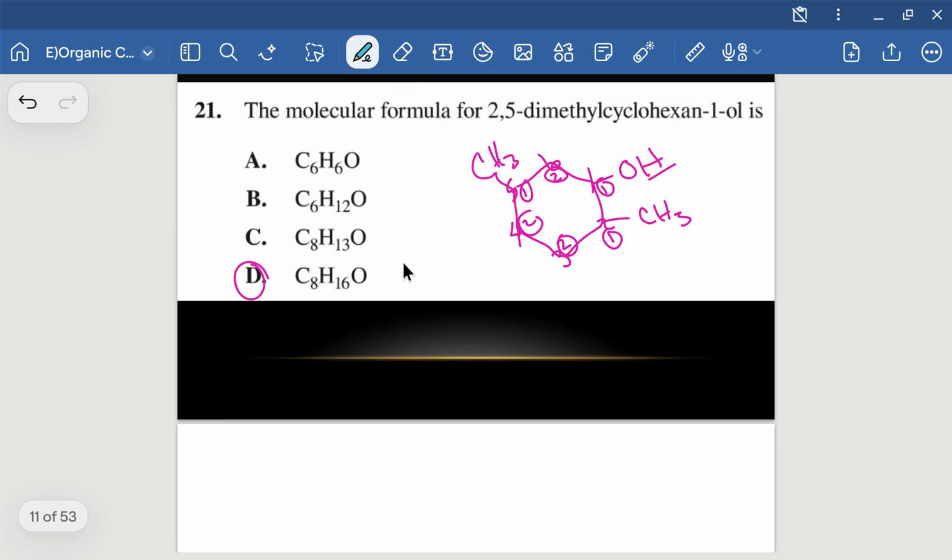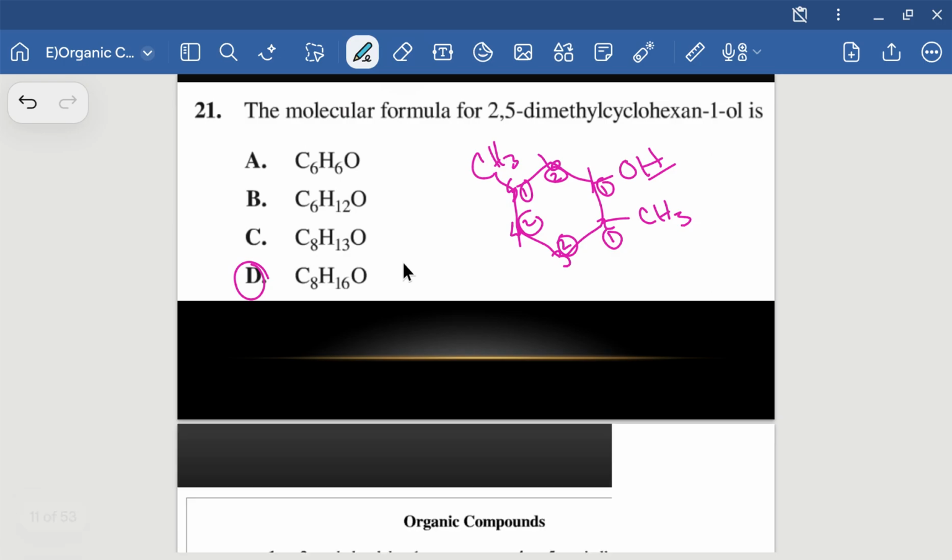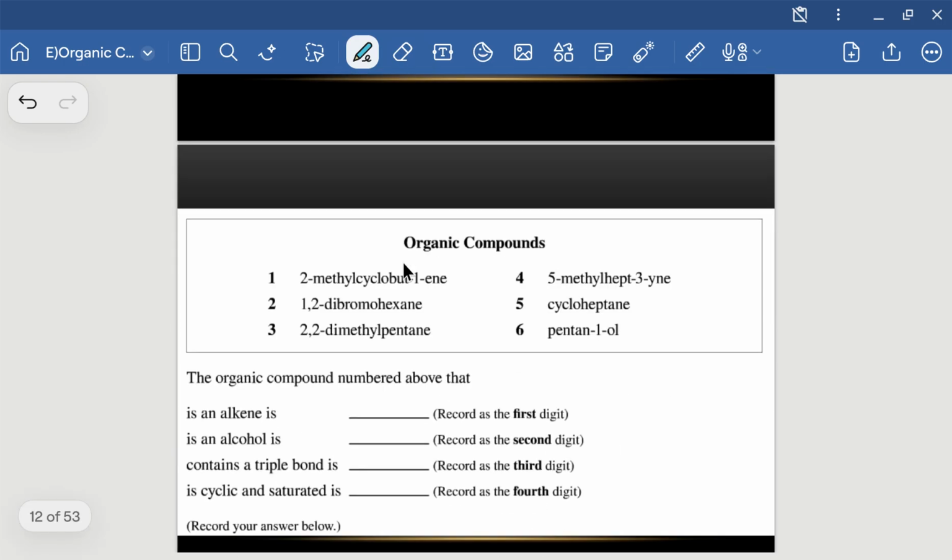I like these ones just showing the naming. So looking at the number above, name an alkene. An alkene must end in ENE, so that would be number 1. Naming an alcohol ends in OL, that would be number 6. Contains a triple bond, we need a YNE, that would be number 4. And then something that is cyclic and saturated. If it's cyclic, you want to see cyclo. If it's saturated, it has to have all single bonds, so ANE, and the only option here is number 5.